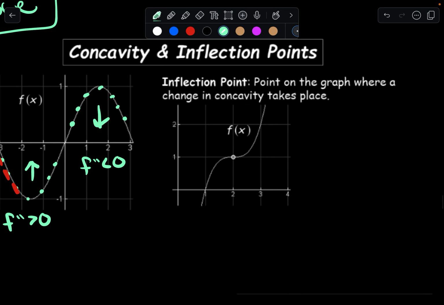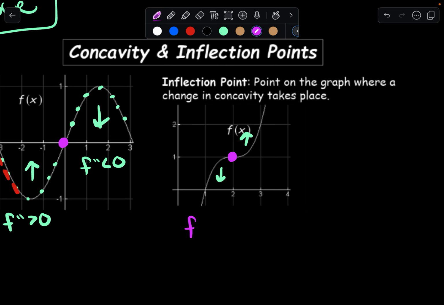We're also going to talk about inflection points. On the left side, we have concave down and then concave up. In order for the concavity to switch, there has to be a point of inflection. Here, it's going to be at x equals 2. In the previous image, it is at x equals 0.